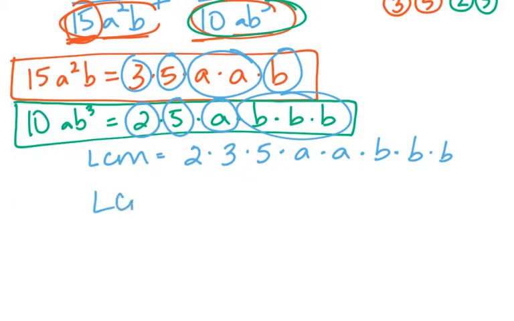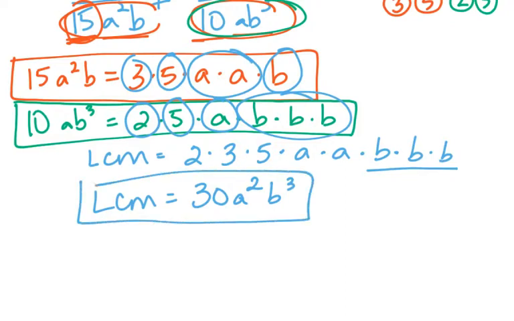So my least common multiple will be 2 times 3 times 5, which is 30. And then it includes 2 A's, so I'll rewrite that as A squared, and 3 B's, so I'll write that as B cubed. So I'm going to double check and look in my book to make sure I did it correctly. So that is the least common multiple of the 2 fractions.